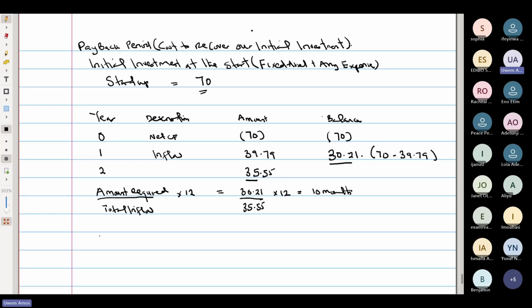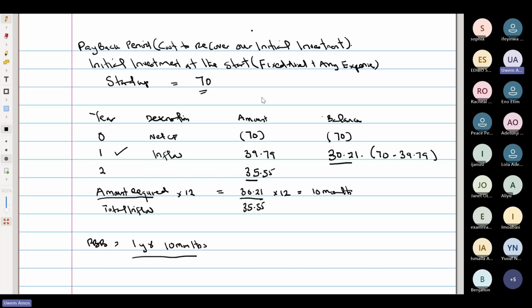So what's our payback period then? It is 1 year, 10 months. Any question on our payback period? With that, you should be able to do scenario B. Any question?